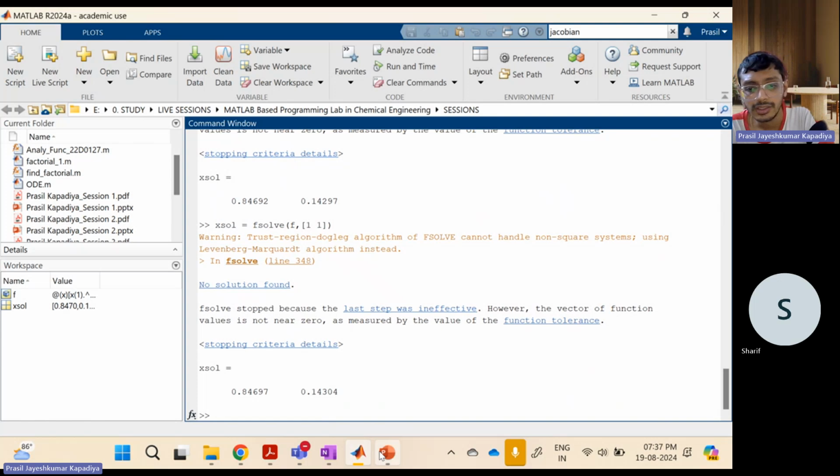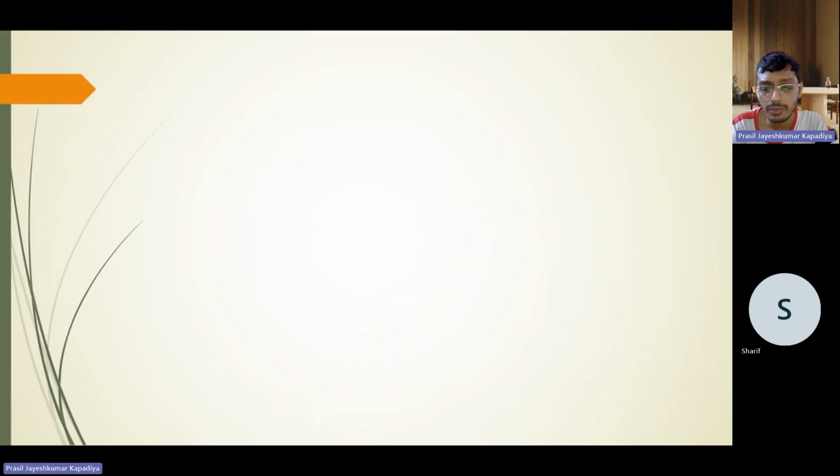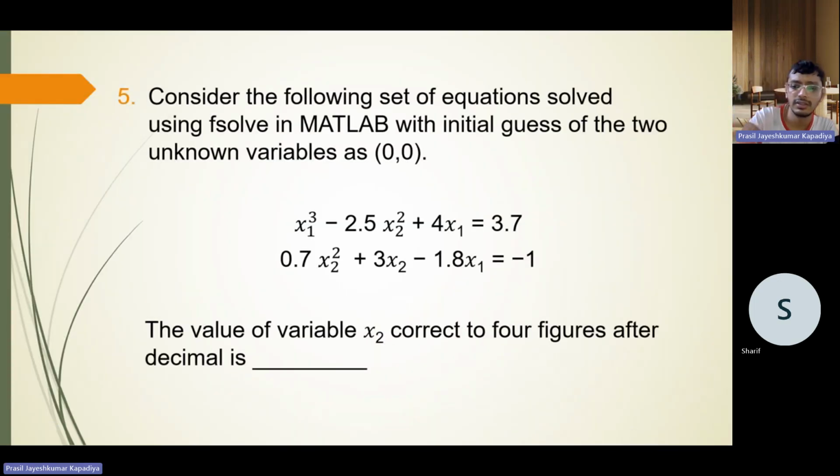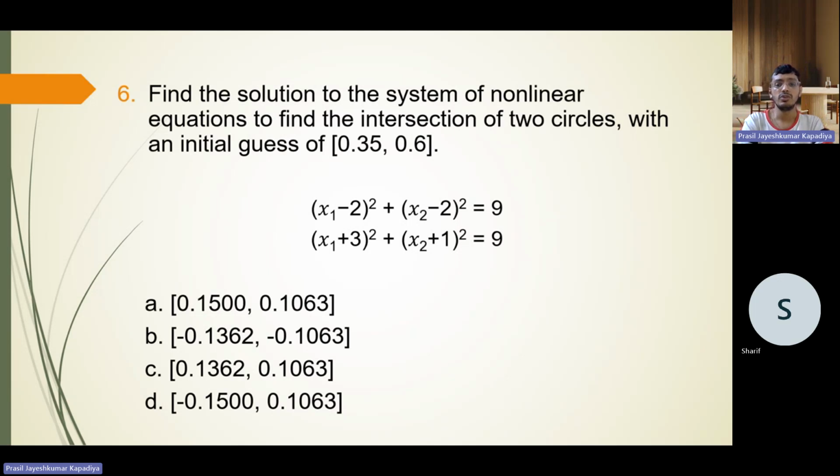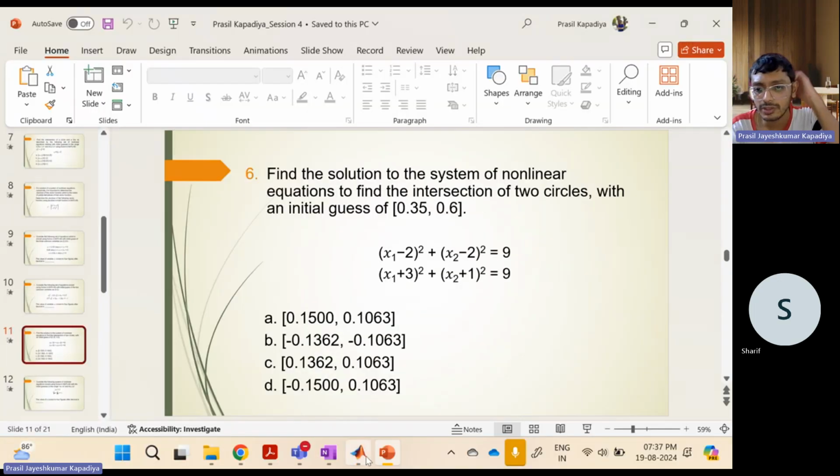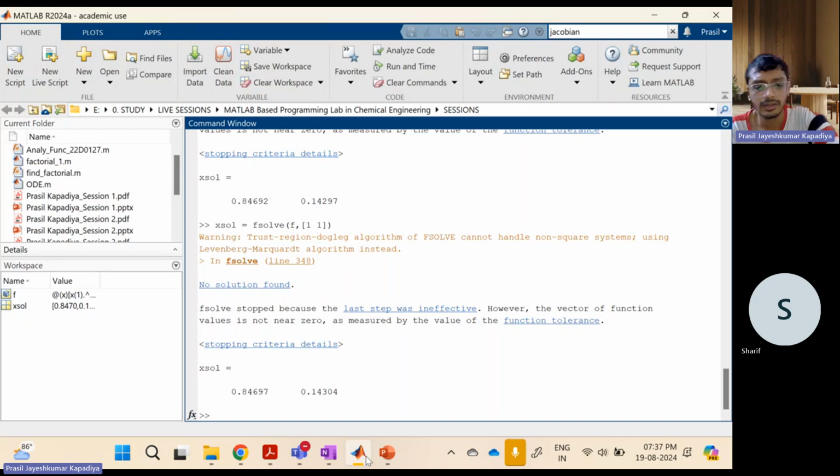So this was problem 5. Now let's move to problem 6. Find a solution of this system: (x1 minus 2) whole square plus (x2 minus 2) whole square equal to 9. And this thing. Okay, so let's do it here.